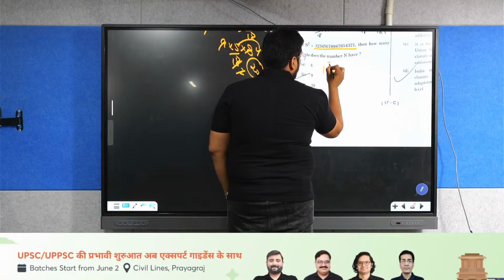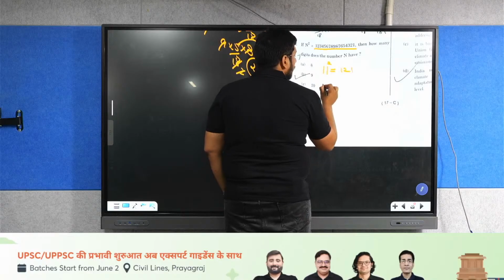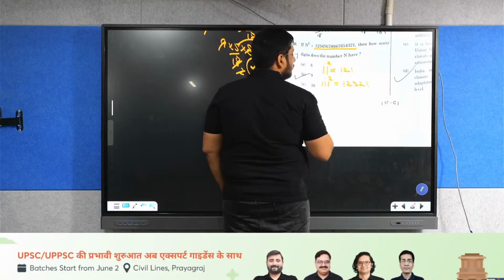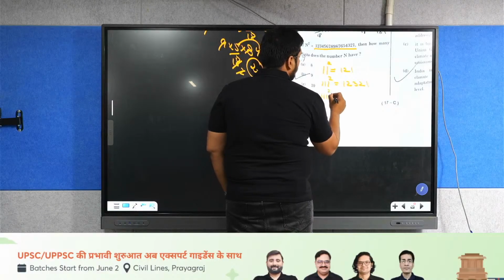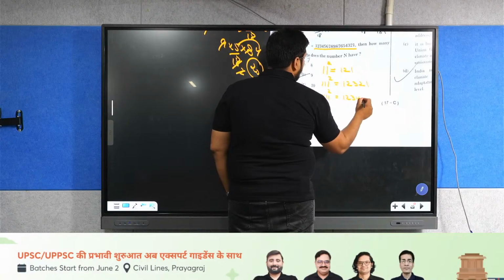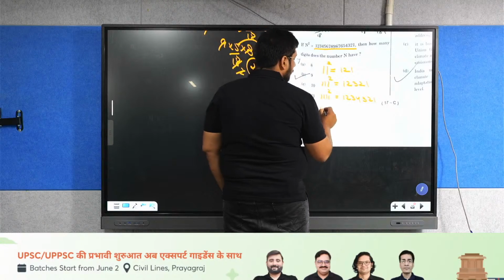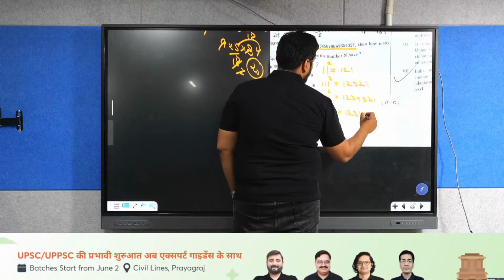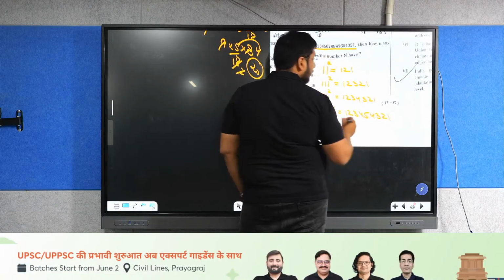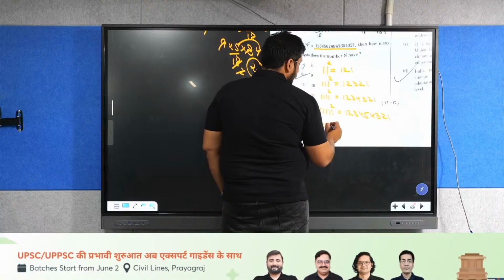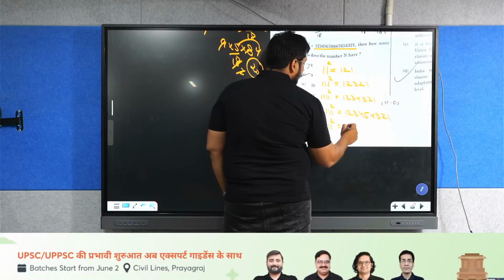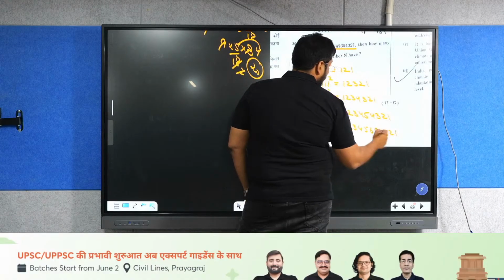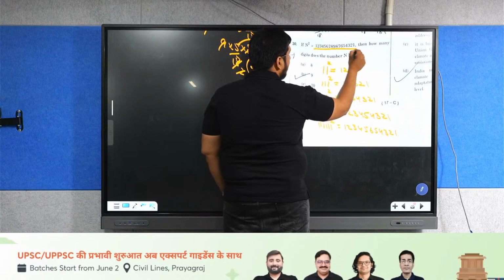11 square is 121. 111 square is 12321. 1234 square is equal to 1234321. 12345 square is equal to 123454321. 123456 square is equal to 12345654321. Similarly, I have 9 here.